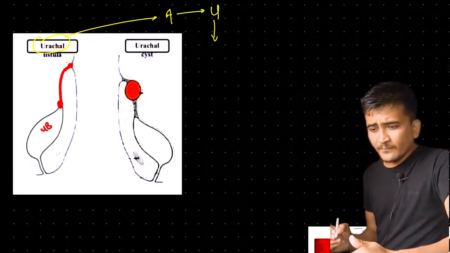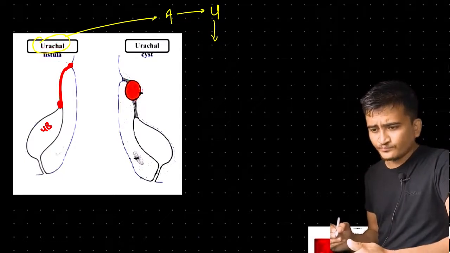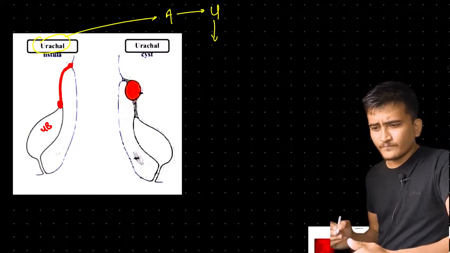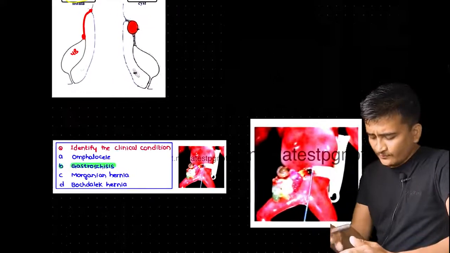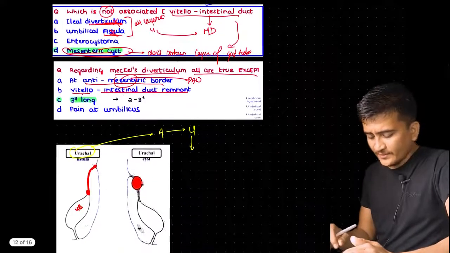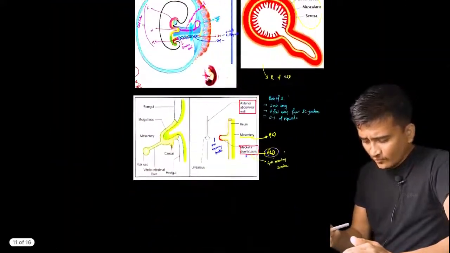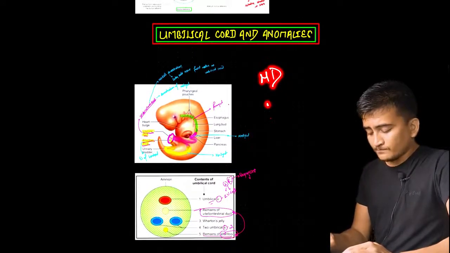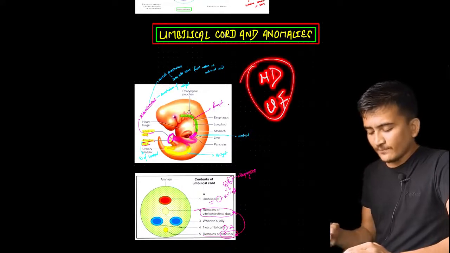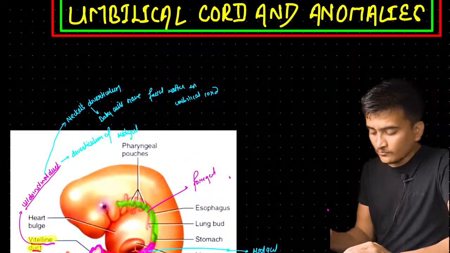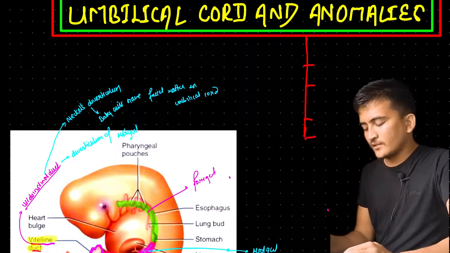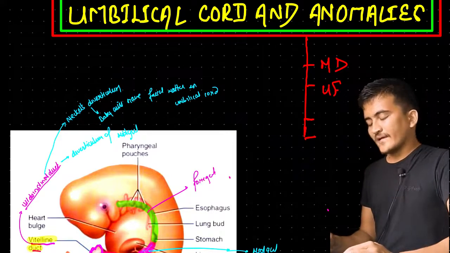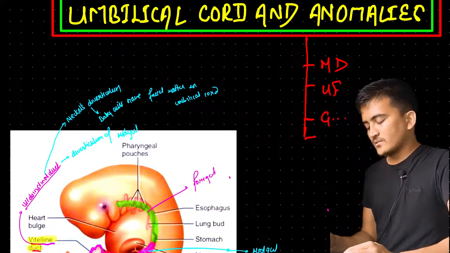Okay, moving on to its detail. Right now, till now, we talked about Meckel's diverticulum or Meckel's anomalies, and we talked about urachal fistula. At the beginning of the chapter, we said we will be talking about four anomalies, right? What were the four anomalies? Meckel's diverticulum, urachal fistula, urachal cyst, right? Another was gastroschisis, right? Another was what?